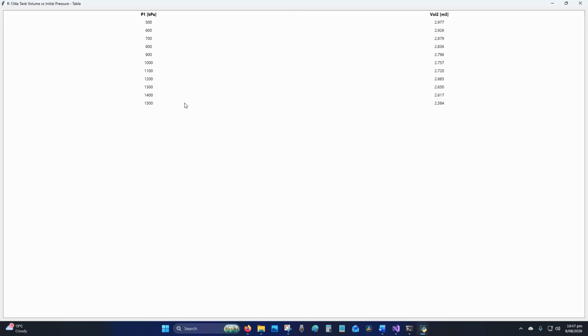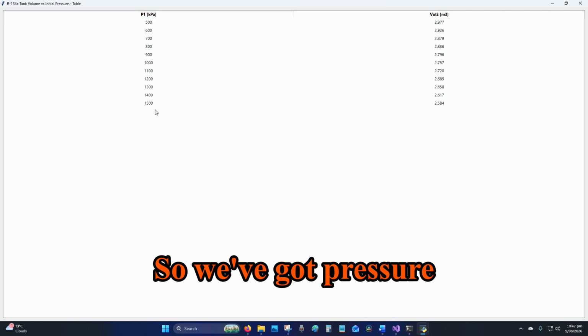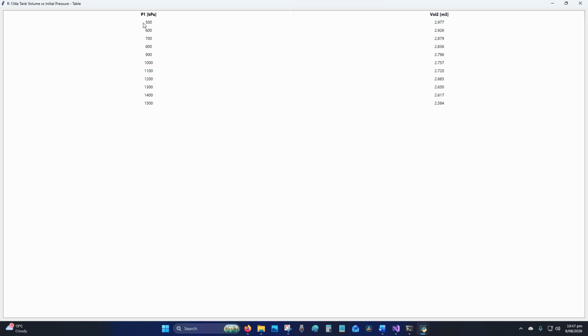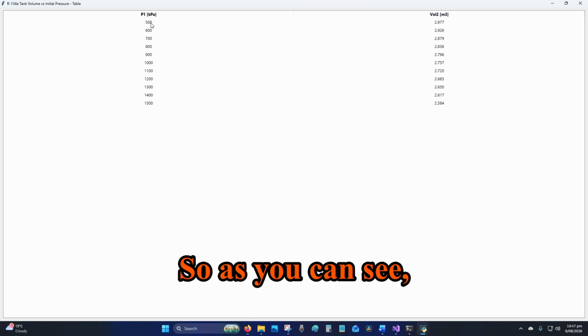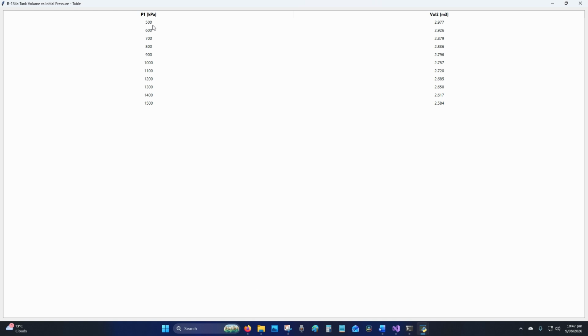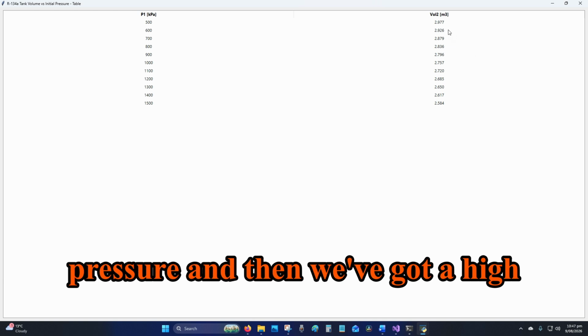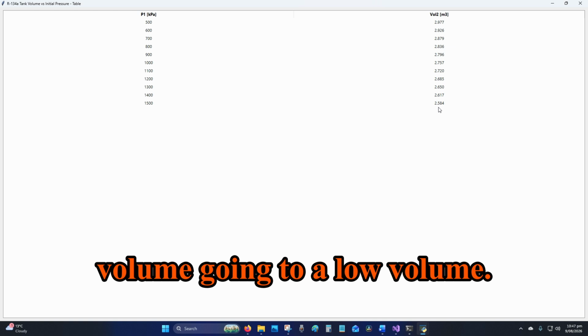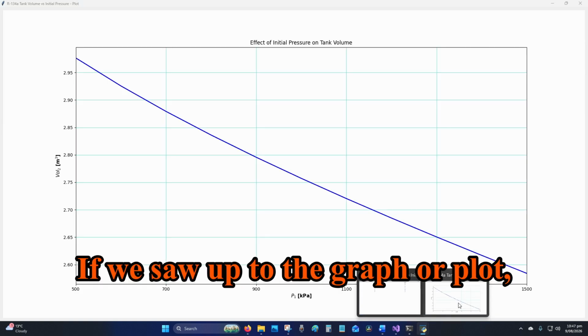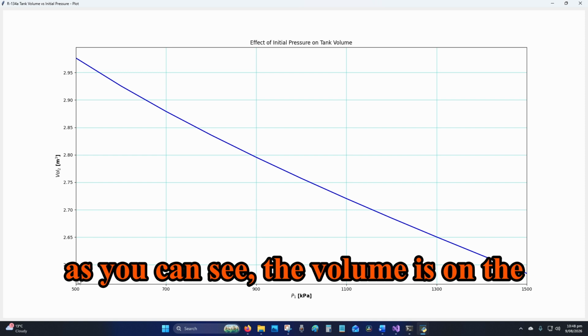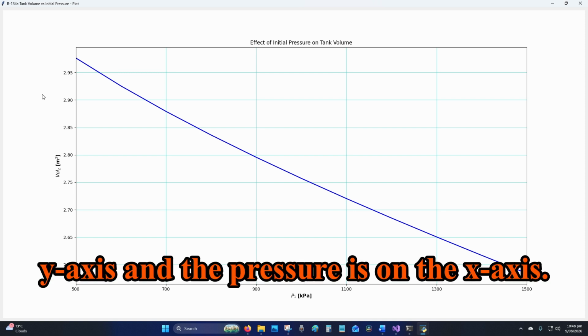readouts. Okay. So we've got pressure and we've got volume. So as you can see, we've got a low pressure going to a high pressure, and then we've got a high volume going to a low volume. If we swap to the graph or plot, as you can see, the volume is on the y-axis and the pressure is on the x-axis.